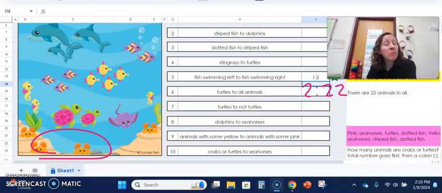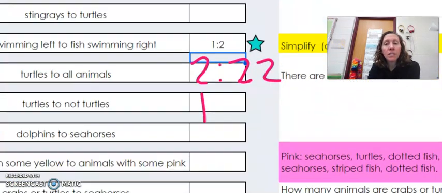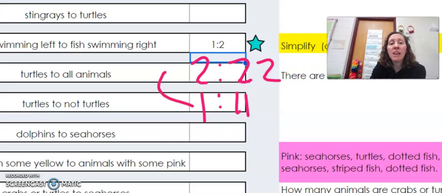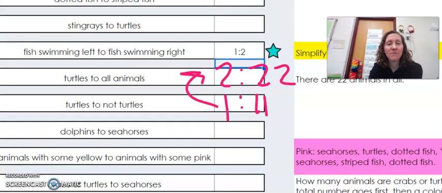But again, we need to simplify. Those are both even numbers, so let's divide them both by 2. 2 divided by 2 is 1. And 22 divided by 2 is 11. And I have no idea why it keeps zooming in like this. So it would be 1 to 11, and that would be this answer right here.